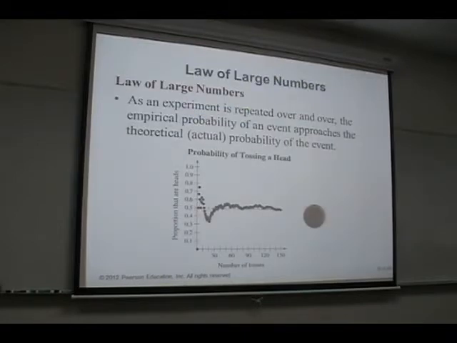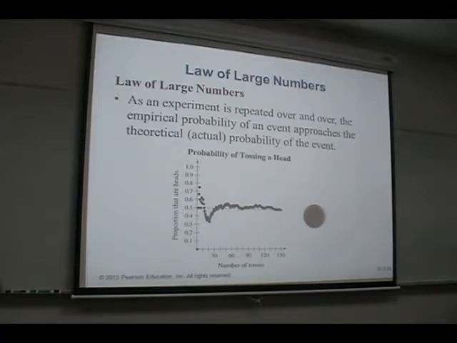Okay. Let's see. The law of large numbers. Let's talk about that. As the experiment is repeated over and over, the empirical probability of the event approaches the theoretical or actual probability of the event. Okay, so here's what this actually means. What they're saying is that if you do an experiment, say I flip a coin twice. Okay, if I flip a coin twice, it's possible I could get 2 heads in a row. Okay, chances of that happening are fairly good.